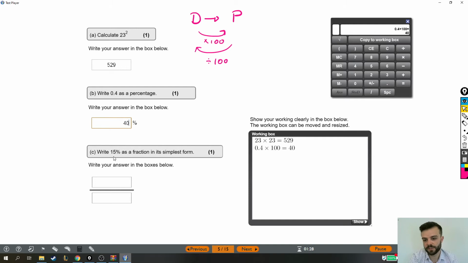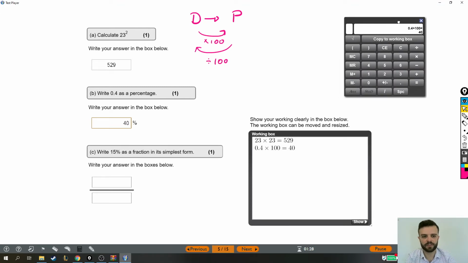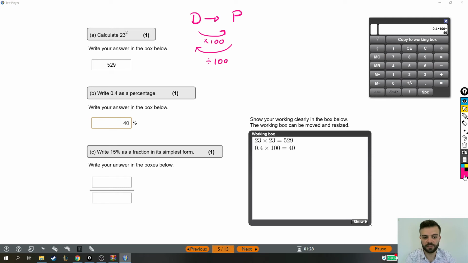And finally, we need 15% as a fraction in its simplest form. So we've done decimals to percent and percent to decimals, but here we've got a percentage to a fraction. There are different ways of thinking about this, but in a way, percentages are already fractions. Percentages are out of 100. So when it says 15%, it means 15 out of 100. That's what 15% means.